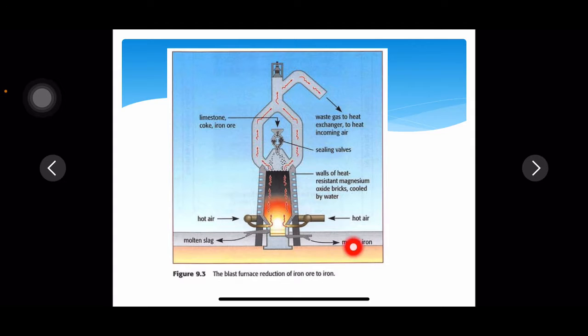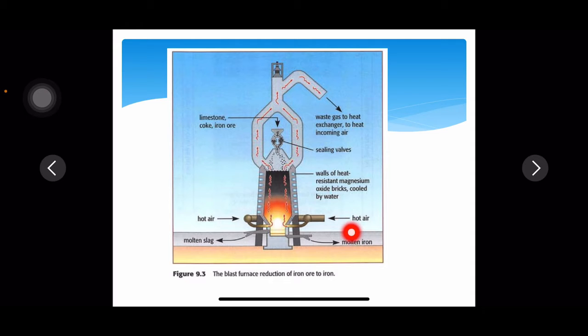In this picture, a blast furnace is shown where iron ore is reduced to iron to purify the iron. This is the method of extraction of iron from iron ore. Three charges or the raw materials are added to the furnace: coke, which is carbon; iron ore, that is iron oxide or hematite or Fe2O3; limestone, which is CaCO3 or calcium carbonate. These three substances are added from the top into the furnace.